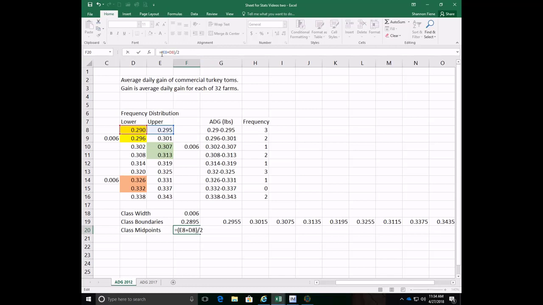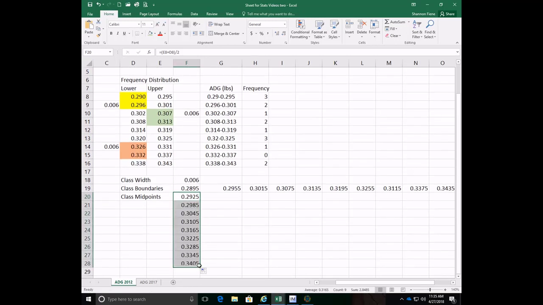So remember, please excuse my dear Aunt Shannon, and parentheses first, so it will do this first, then it'll divide by the 2. Otherwise, remember, division comes before addition, so it would divide by 2 before it added, and that's not what we want. So our first midpoint would be 0.2925, and you can notice that it is the midway point between here and here. And if we drag this down, it will continue and do all of them for us using that calculation. Okay? All right, so these would be my midpoints.